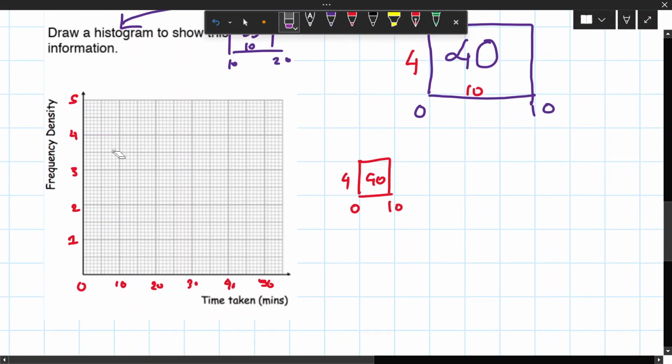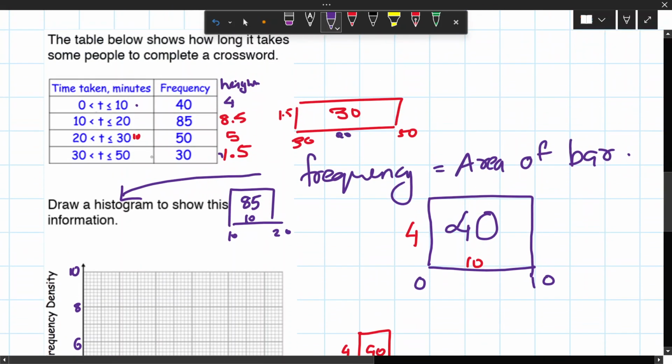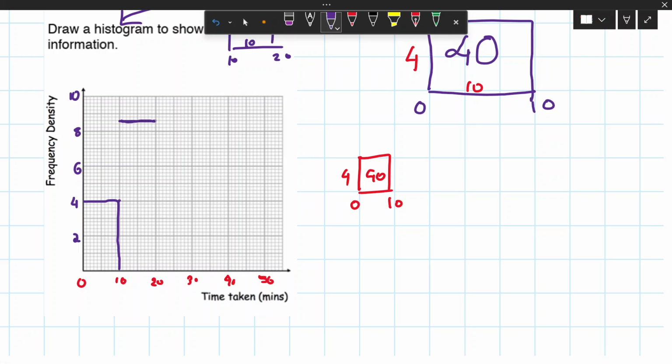So what I have done here is actually a mistake. I shouldn't have done that. I should have first calculated the heights. Because it has to go all the way to 8.5, we're going to go up in twos. So 2, 4, 6, 8, and 10. So the first one would be 0 to 10 is 4. Next one is 8.5. So 8.5 should be somewhere in between the 8 and 10 marks. So we get that one there.